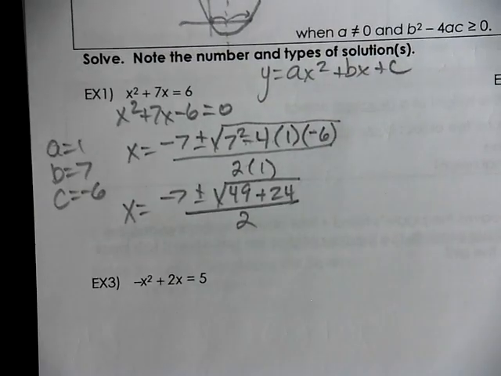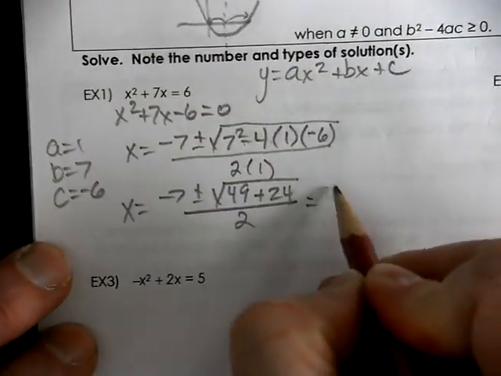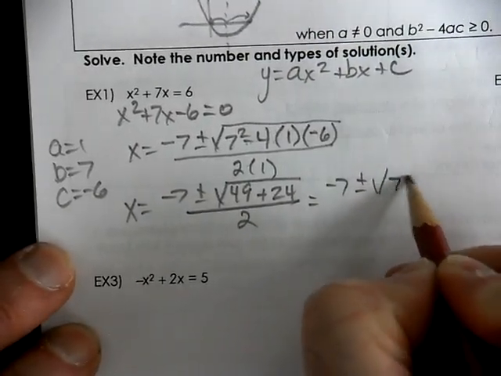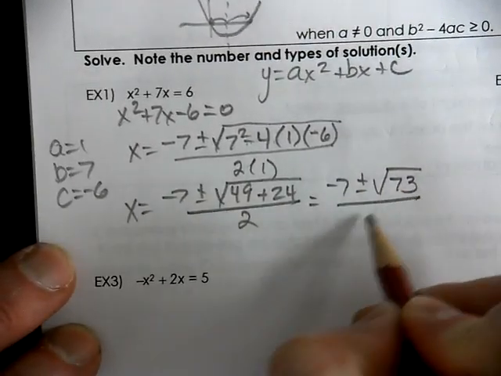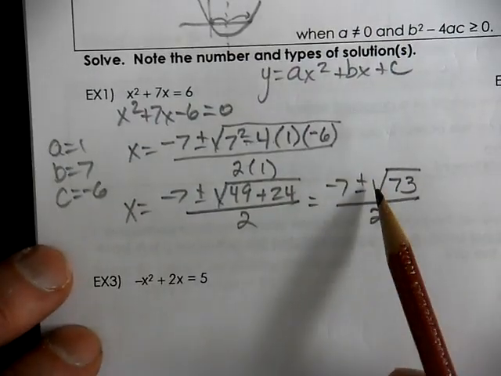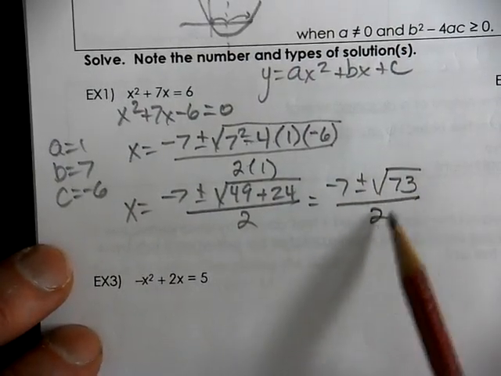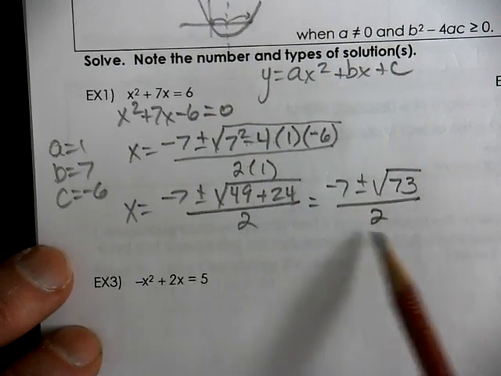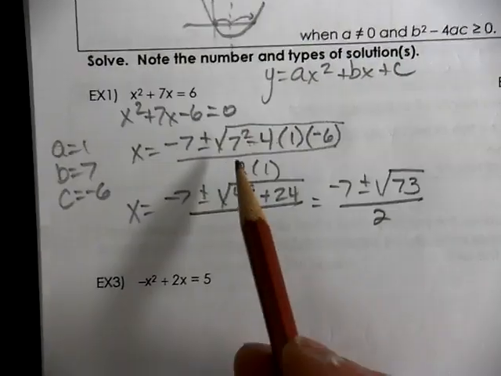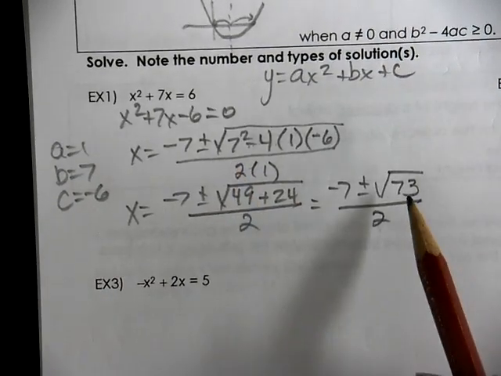Divided by 2. Then we add this value together and we get the square root of 73. Negative 7 plus or minus the square root of 73, over 2. That is your exact answer. That's the other value you need to show on your homework, tests, and quizzes. You plug in your numbers, and then you simplify it down.